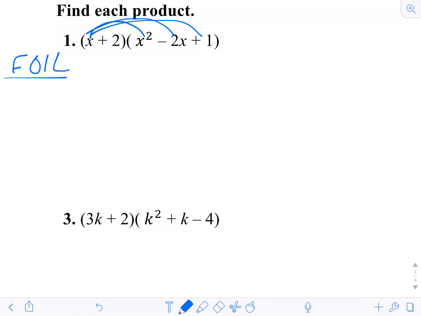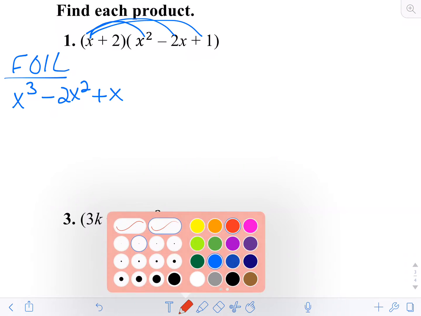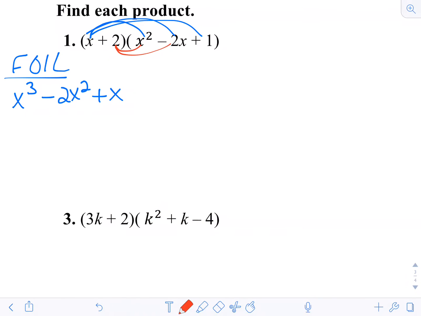So x times x squared is x cubed. X times negative 2x, you have negative 2x squared. X times 1 is just 1x. And then you're going to distribute the 2 to everything inside. 2 times x squared is a positive 2x squared. 2 times negative 2x, 2 times negative 2 is negative 4, don't forget your x. 2 times 1 is 2.